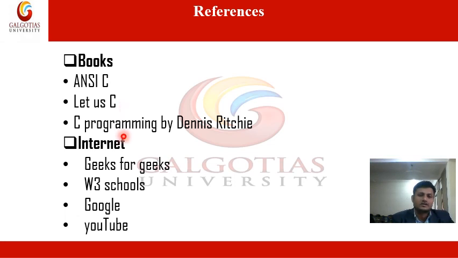Next, a good book from the conceptual point of view is The C Programming Language by Dennis Ritchie. Dennis Ritchie was the inventor of the C programming language. He invented C at AT&T Bell Laboratories in 1972. Next, you can go to the internet, where you can search Geeks for Geeks, w3schools.com, Google, and YouTube.